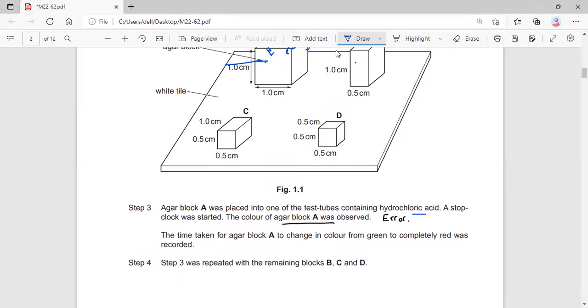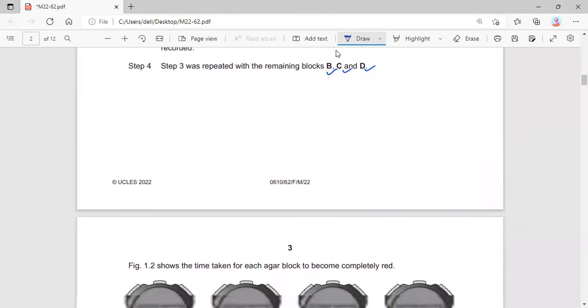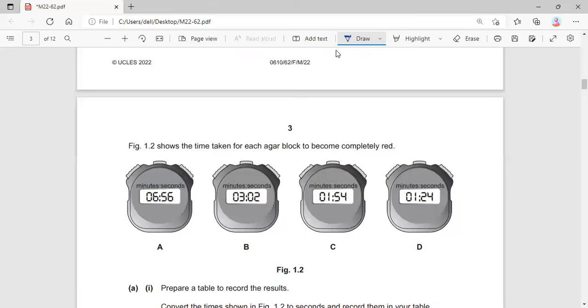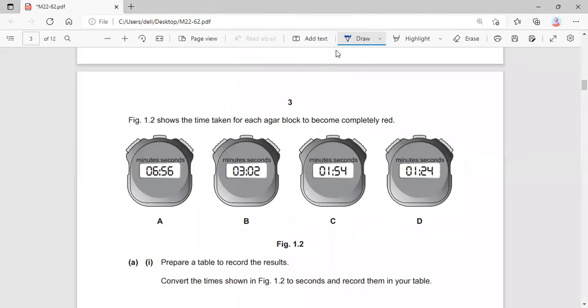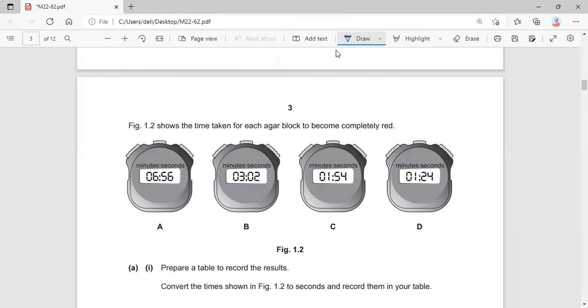Okay, step 3 was repeated with the remaining blocks B, C, and D. He did the same thing with the other 3 blocks. Of course, he will ask you to draw a table. Figure 1.2 shows the time taken for each block to turn completely red. Prepare a table, convert the times into seconds, and record them in your table. This is a very easy table.